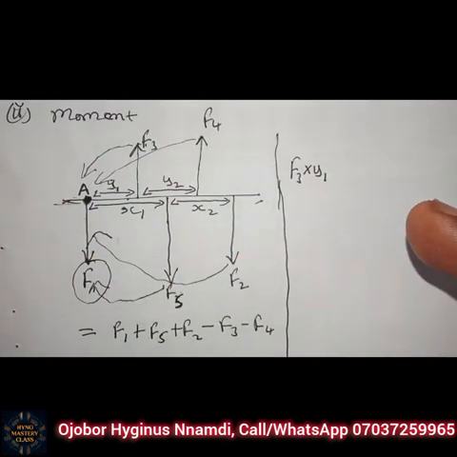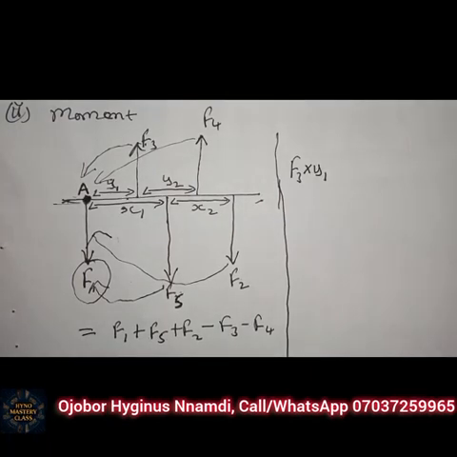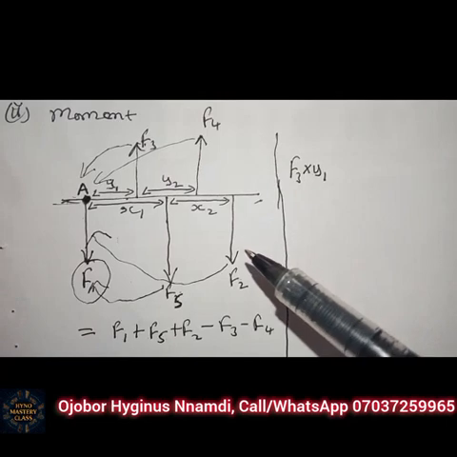So we are going to sum all the anti-clockwise moments and equate it to all the clockwise moments, because the principle of moments states that the sum of the clockwise moments must be equal to the sum of the anti-clockwise moments, just like the principle of force says that the sum of the upward forces must be equal to the sum of the downward forces.